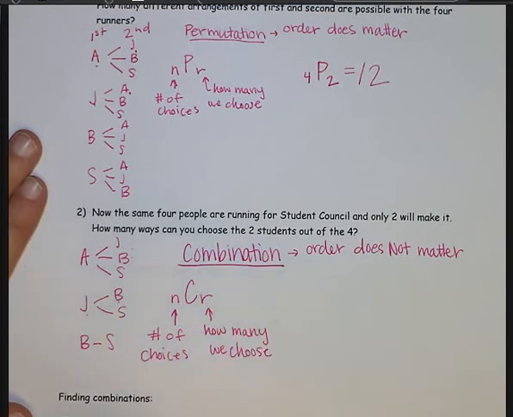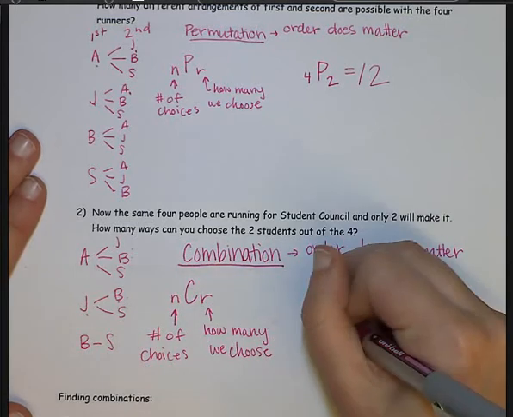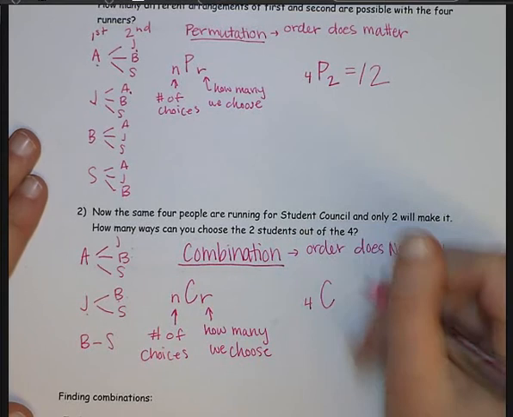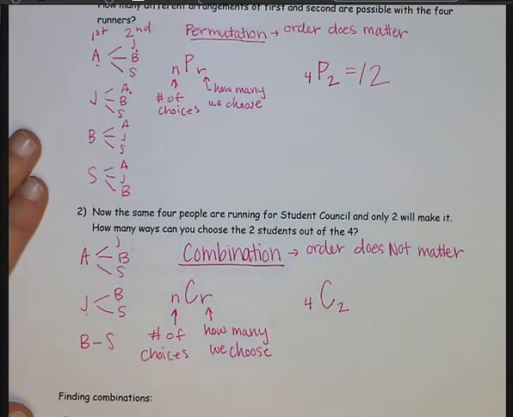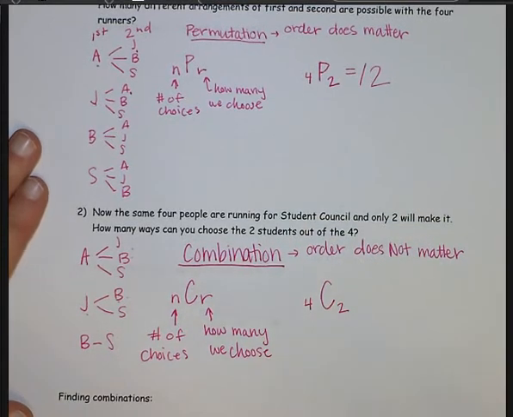So this time, my n is going to be 4. I have 4 choices, and I'm choosing 2 from that 4. Again, it doesn't matter what order I choose them in. I just have to pick 2.